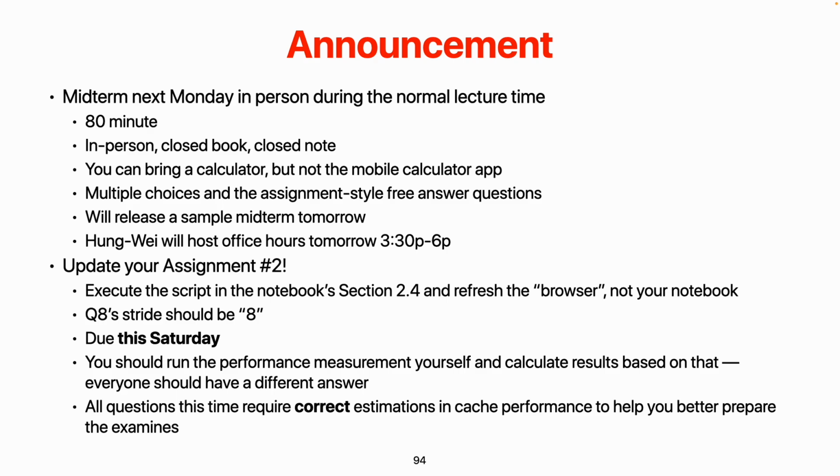We have an update to assignment 2, because previously I was assuming integer data types, but now I'm using 64-bit integers, so the stride should be cut by half. I forgot to update that one. To get the update, go to the script in section 2.4 and refresh the browser, not your notebook, so that you get the latest update. Our assignments are due on Saturdays because I always want you to take a rest on Sundays. Also, we have a test on Monday, so you need at least a day to prepare for the test. That's why it's always due on Saturday.